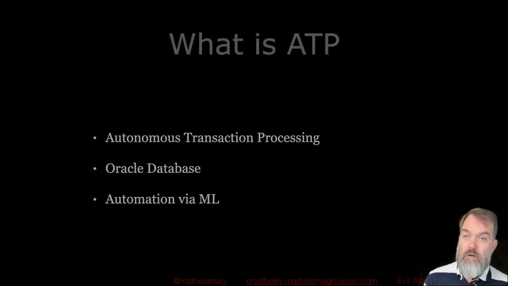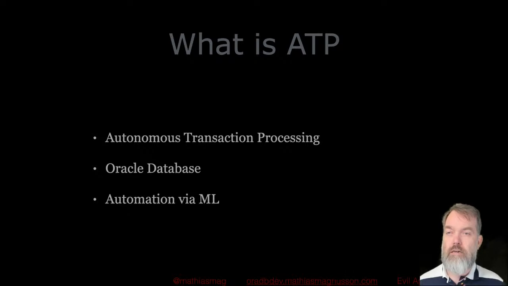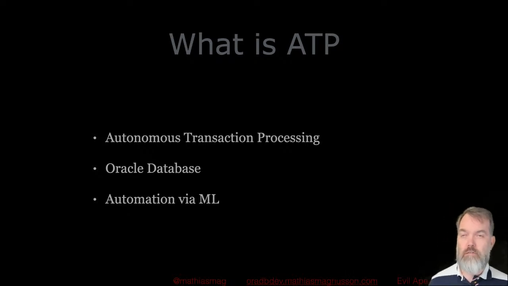ATP stands for Autonomous Transaction Processing. It's a kind of strange name, or maybe not so strange, but it's not so declarative either. It's an Oracle database, automated with some machine learning. And yeah, well, that's enough, I guess.